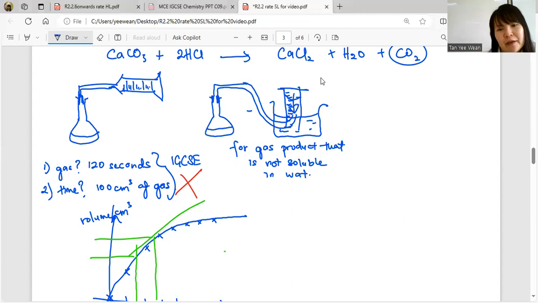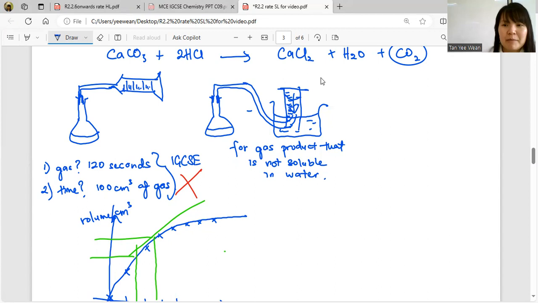I'm sure there are some questions where they will do this method for a gas that is soluble in water. Maybe they'll ask you for what kind of improvements to do. Then you can say, okay, this gas is soluble in water. It's not a great idea to use a measuring cylinder inverted over water. Instead, we're going to use a gas syringe. So they might ask you in the sense of improvements of the methodology.